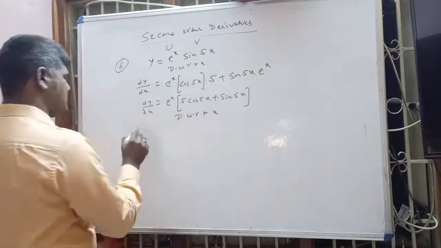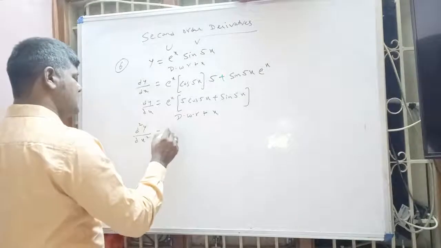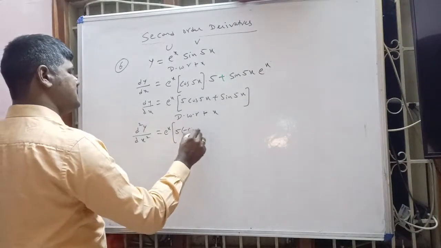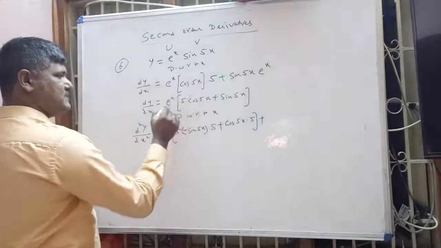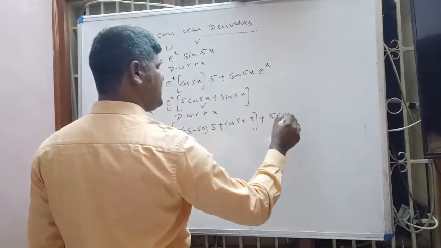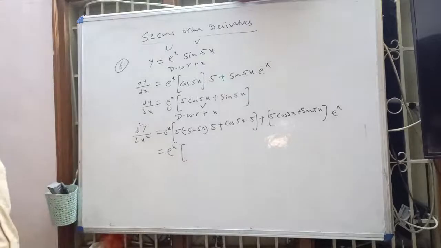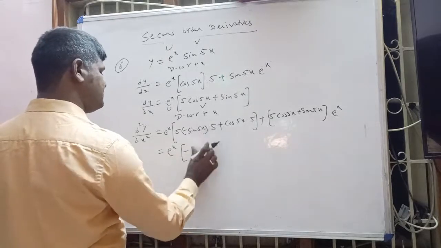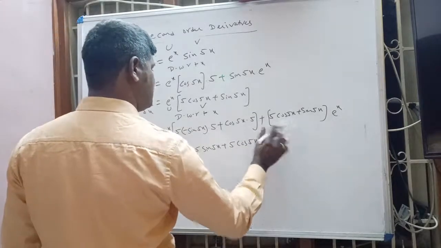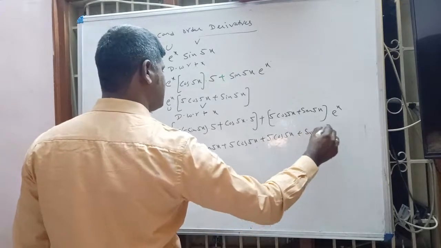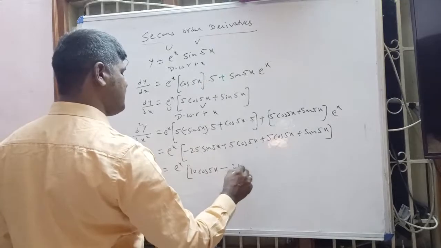Differentiate with respect to x. d square y by dx square is equal to, this is u, this complete is v. e power x into 5 into cos 5x minus sin 5x into 5x derived to 5, plus sin 5x cos 5x into 5 plus, this is v now, this completely is u, this completely is v. 5 cos 5x plus sin 5x into e power x derived to e power x. Overall take e power x as common. Minus 5 sin 5x, 5 fives are 25, minus 25 sin 5x plus 5 cos 5x plus 5 cos 5x plus sin 5x. e power x into 5 cos plus 5 cos, 10 cos 5x, minus 25 plus 1, minus 24 sin 5x.